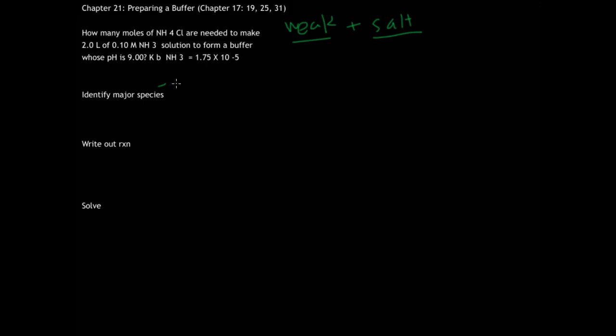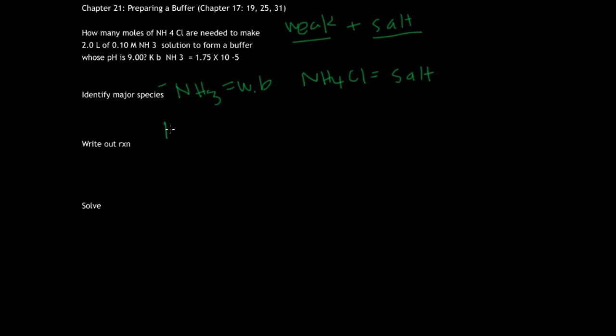Okay, so identify the major species. We've got ammonia, weak base. Okay, and then we've got ammonium chloride. +1 -1, that's ionic, so it's our salt. All right.